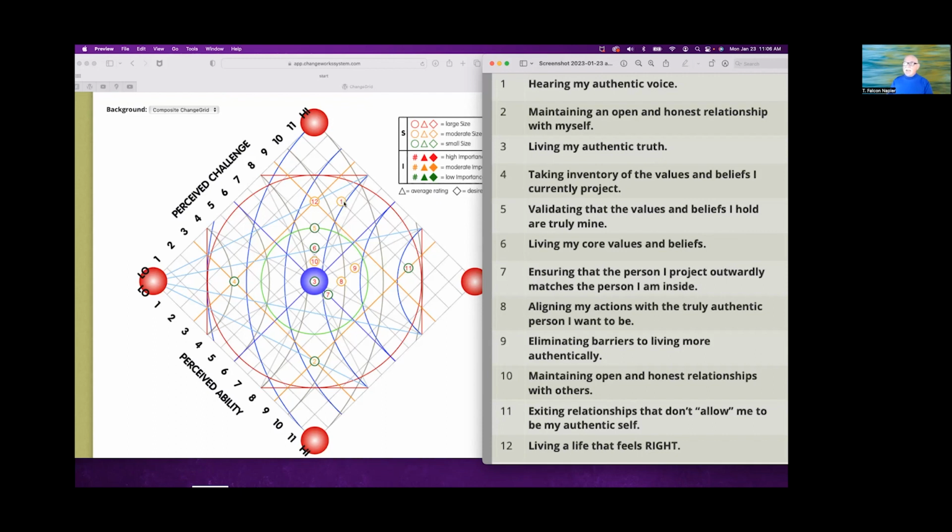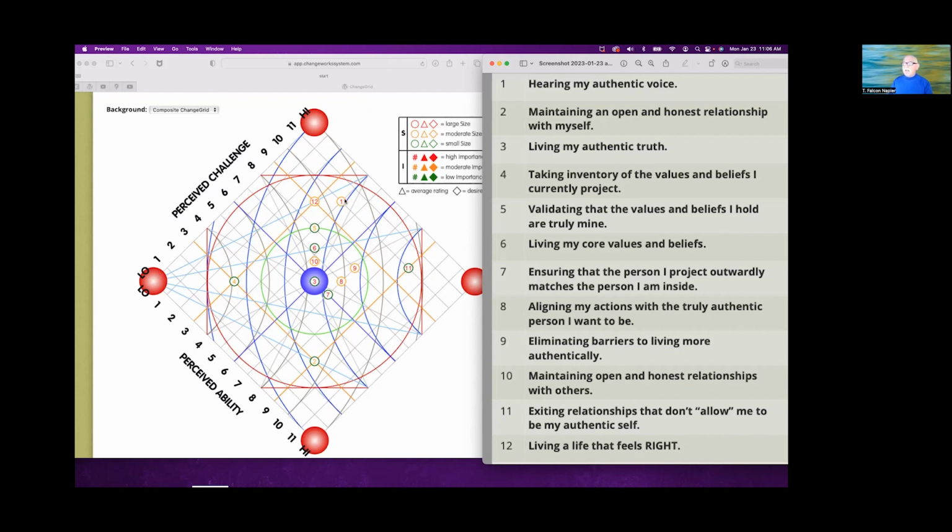Each one of those spots has a number in the center of it, and that number corresponds to the activity that we're looking at. Now you will notice that the number is plotting at a different spot on the change grid. Different activities plotted different places. Well, what's that mean? How did it get there?